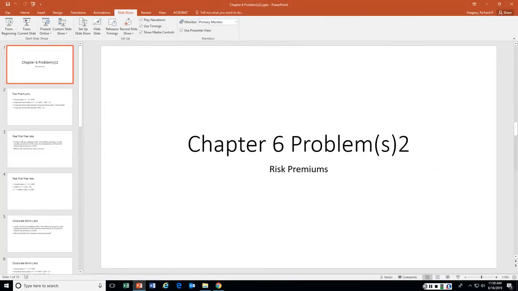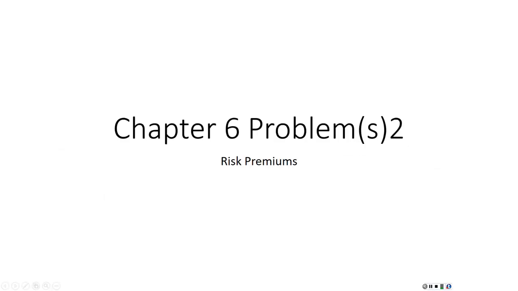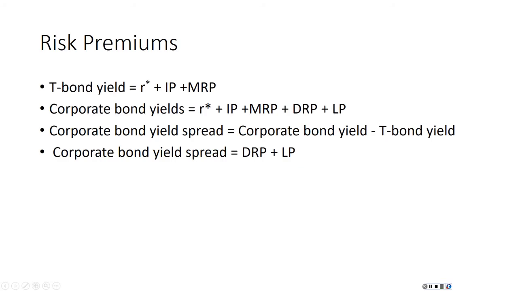Okay, and in this set of problems, we look at problems from Chapter 6 dealing with calculating risk premiums. Just as a reminder, the Treasury bond yield is defined as the real risk-free rate plus the inflation premium plus the maturity risk premium. The corporate bond yields are defined as the real risk-free rate plus the inflation premium plus the maturity risk premium plus a default risk premium plus a liquidity premium.